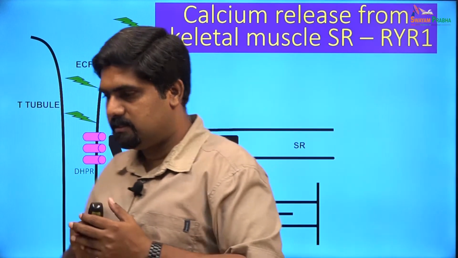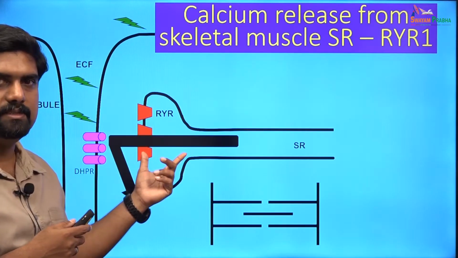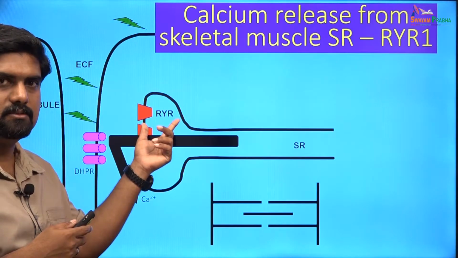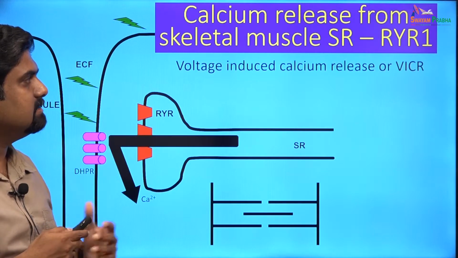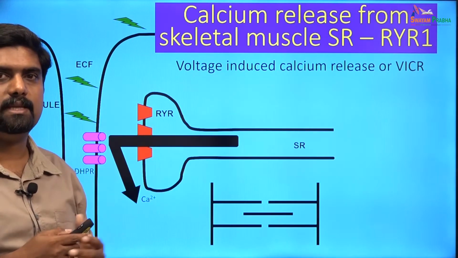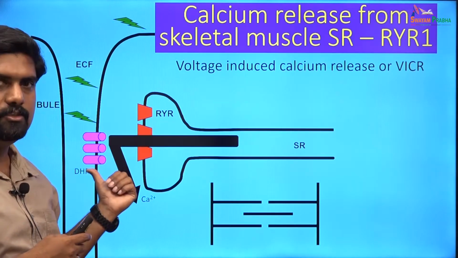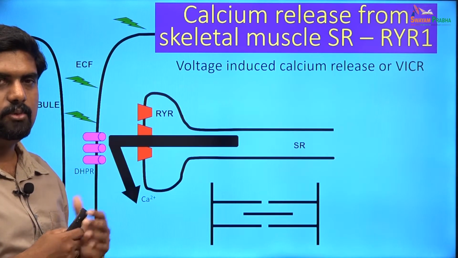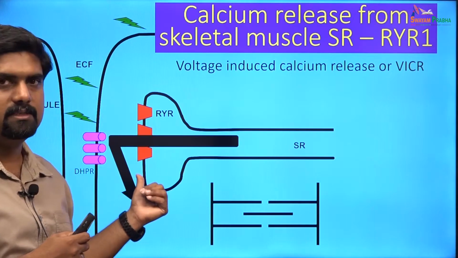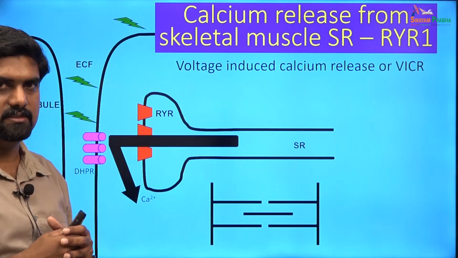So the depolarization of this DHPR will lead to the physical coupling with the ryanodine receptors, causing calcium release from the SR. And this mode of calcium release is something known as voltage induced calcium release, or the VICR. So the depolarization of the T tubule is sufficient for the activation of DHPR to cause calcium release. There is no need for calcium entry from outside to inside to cause calcium release, which is seen in the case of cardiac muscle.